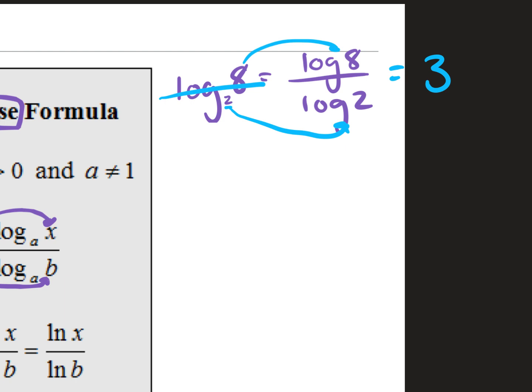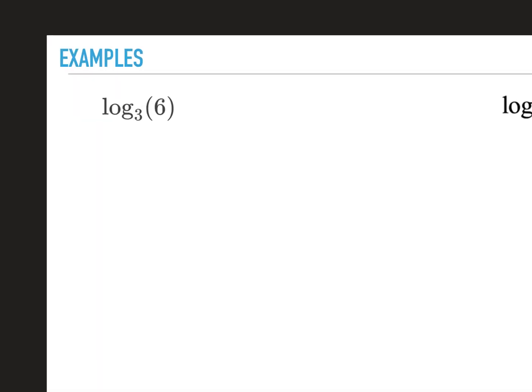And this should give us 3. Remember, if you put it all in the calculator at once, you have to remember to close the parentheses before you divide it. All right, let's look at the next example.